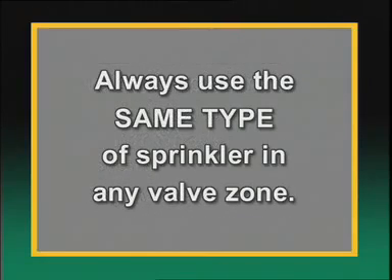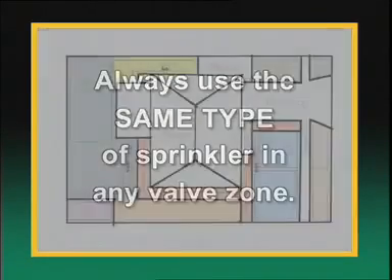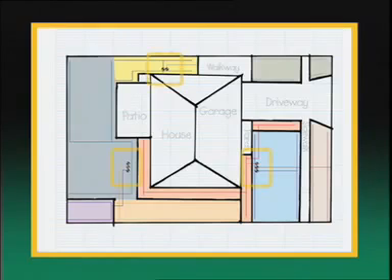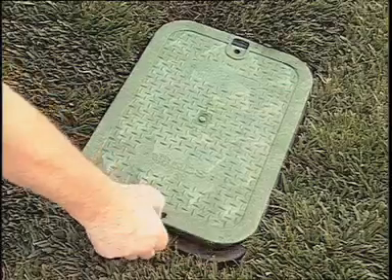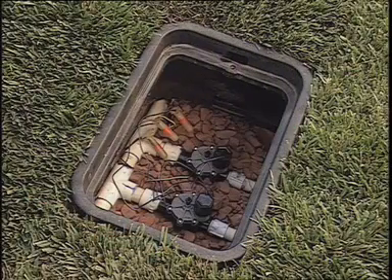The rule is, always use the same type of sprinklers in any valve zone. Keep sprays with sprays, rotors with rotors, and drip irrigation with drip. As a matter of efficiency, it's better to group several valves together, assigned to a common area, such as the front or backyard, for example. This arrangement is known as a valve manifold. Each valve is still connected to its own group of sprinklers, but it takes less pipe and other materials if several are located in one valve box.